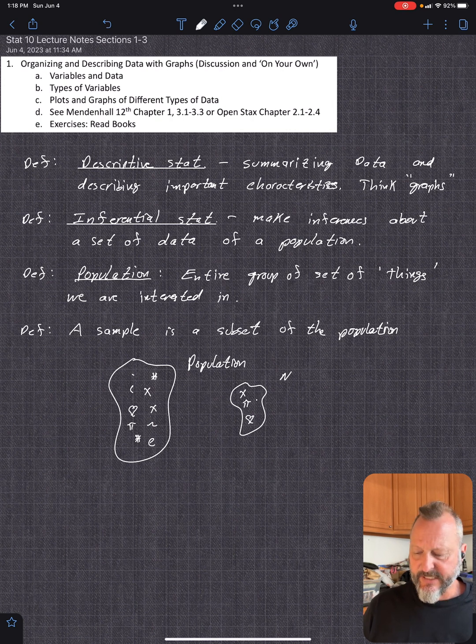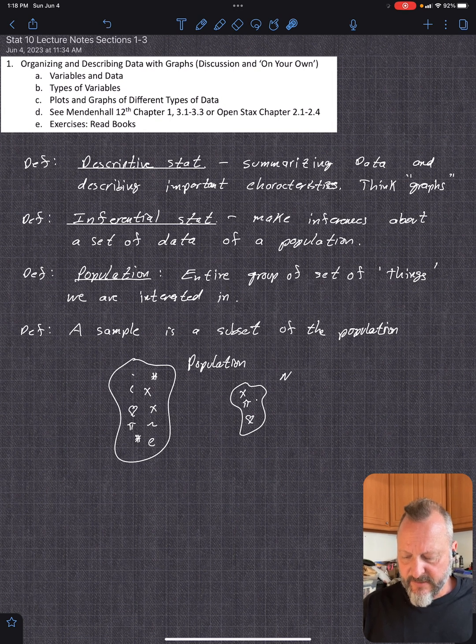Okay, let's continue. So when you look at inferential statistics, we will be using sampling techniques to make inferences about the population. And that's what we'll be getting into.